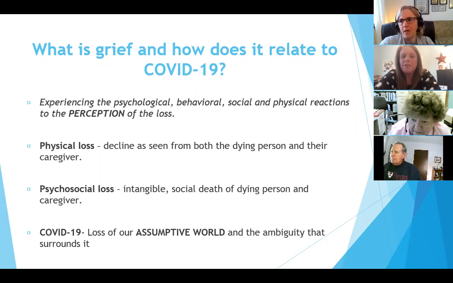I mean, losing someone is also a loss of assumptive world. As people die, as people age, lots of things that they think should be aren't anymore. And it is a lot of ambiguity. You know, what's our touch point? What's normal? What's not normal? What's expected? What's not expected?